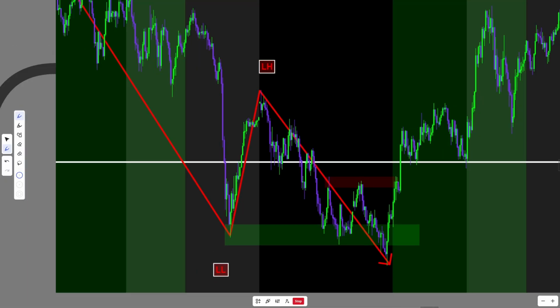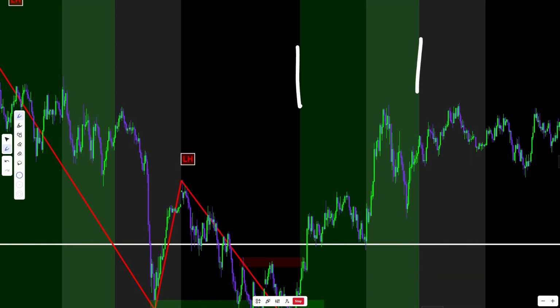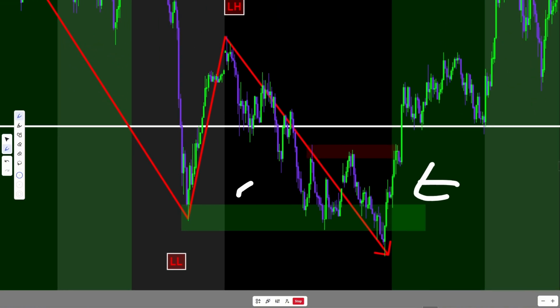You also have to combine sessions with the structure. So this green line is the London session, and this white line that you are seeing here is the New York session. From this area to this area is the Asia session. In this area we don't trade in the Asia session. It starts to make a consolidation area for us.